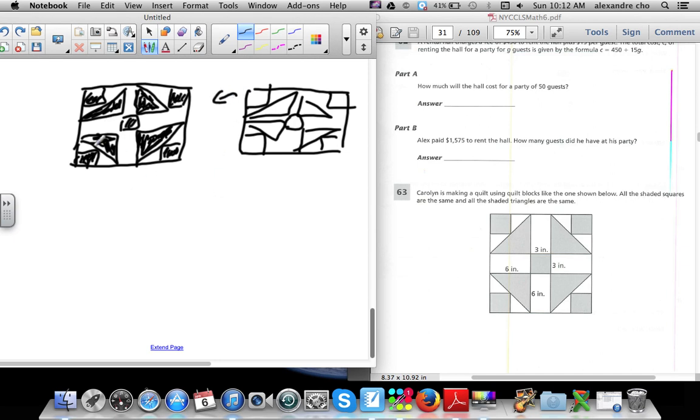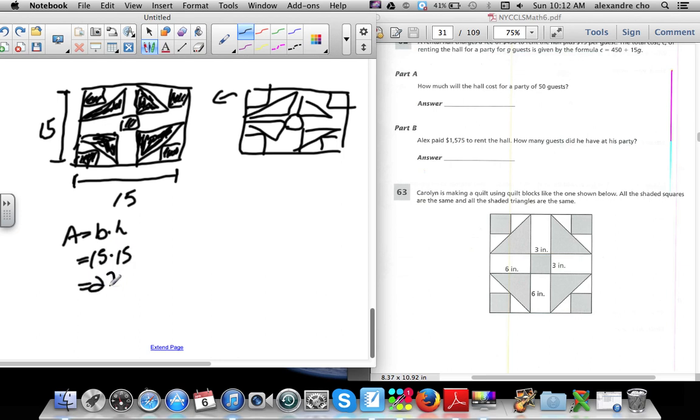Well, find the area of the whole square. The whole square from here to here, it's what? Oh, it looks like it's 6. From here to here, I know it's 6 plus the 3 in the middle plus another 6 over here. So the base is 6 and 6 is 12, but 3 is 15. And the height is also the same thing. So the area of this is base times height, which gives you 15 times 15, or 225 inches squared.